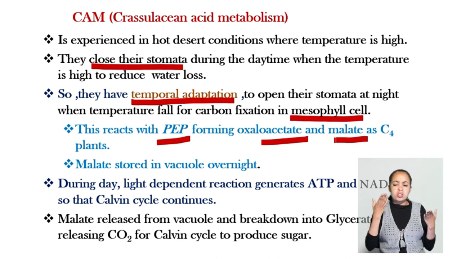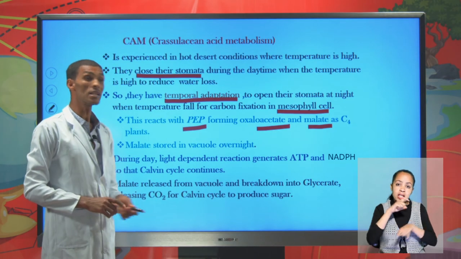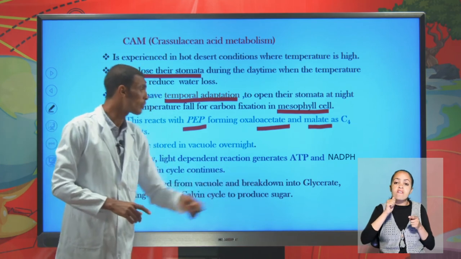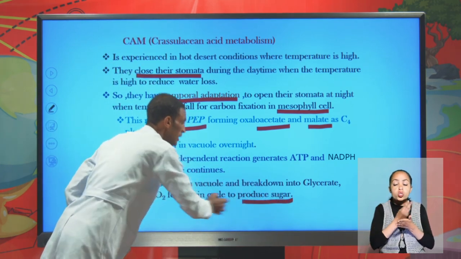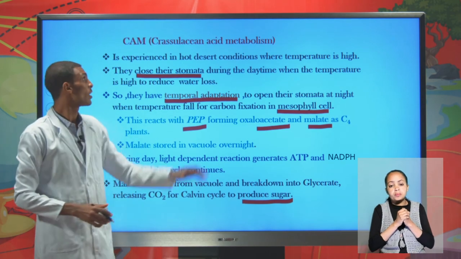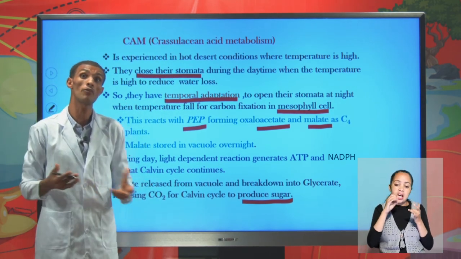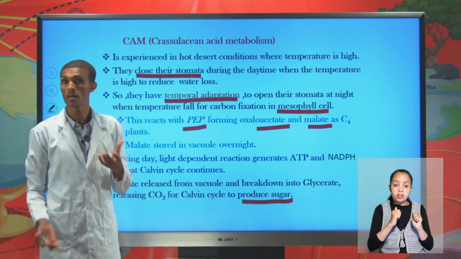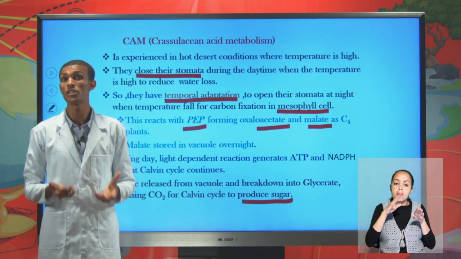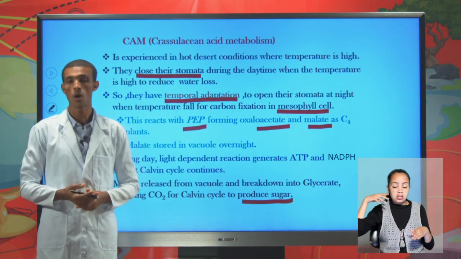Most probably, the reactions that take place in CAM photosynthesis and C4 photosynthesis are similar, except that CAM has temporal rather than spatial adaptation, where the malate produced in the process is stored within a vacuole overnight. During the daytime, malate is released from the vacuole and broken down to produce glyceraldehyde and sugar and another molecule. So, one critical adaptation that CAM photosynthesis developed is that they can close and open their stomata based on the condition in which they can photosynthesize. Well done, students.